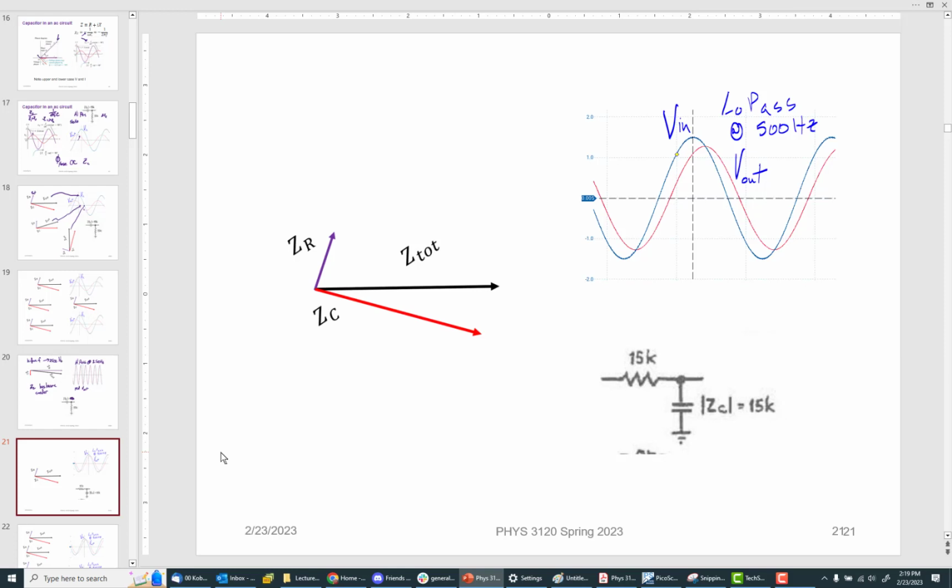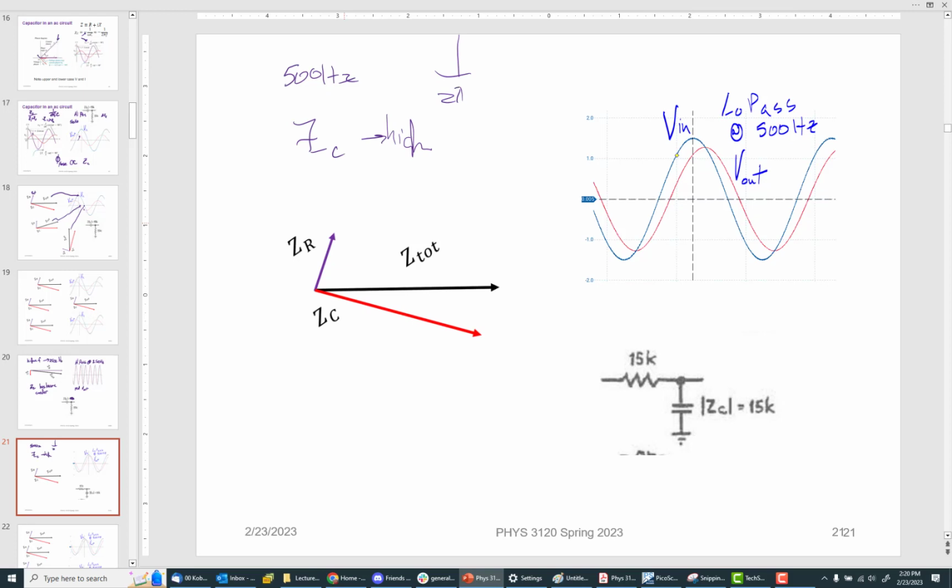So now, look carefully. Now we're measuring the voltage across the capacitor, right? V out is, and now the capacitor is Z2. We're at low frequency, back at 500 hertz. So Z of C is high: 1 over 2 pi FC.